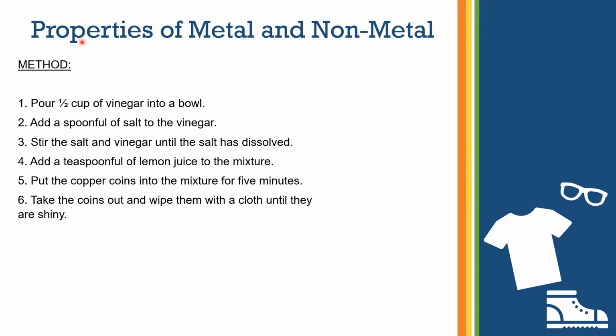How to do this? The method. You need to pour that half a cup of vinegar into a bowl. Add a spoonful of salt into the vinegar and stir the salt and vinegar until the salt is dissolved. Now, add a spoonful of lemon juice into the mixture, and then put the copper coins into the mixture for 5 minutes, and then take the coins out and wipe them with a cloth until they are shiny.